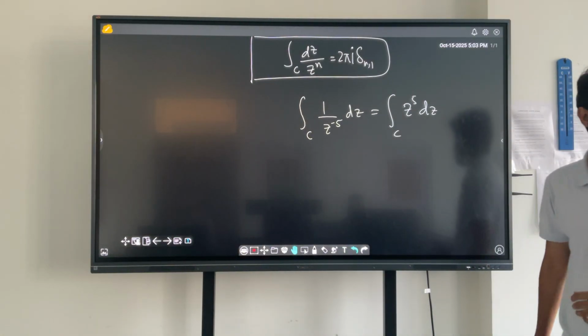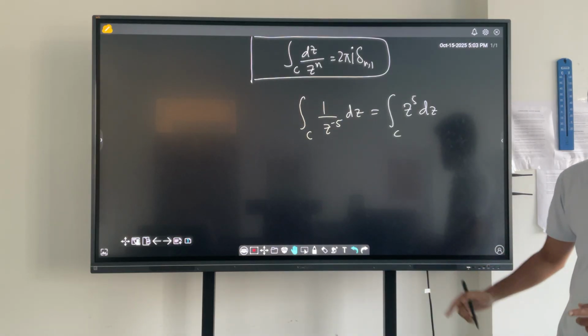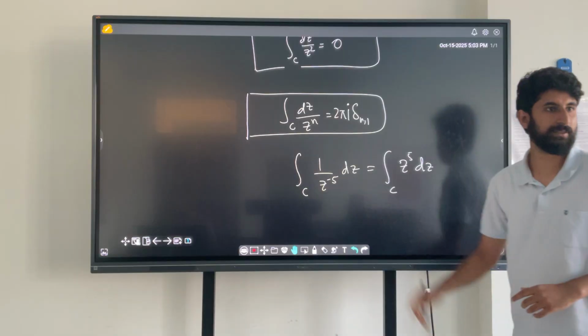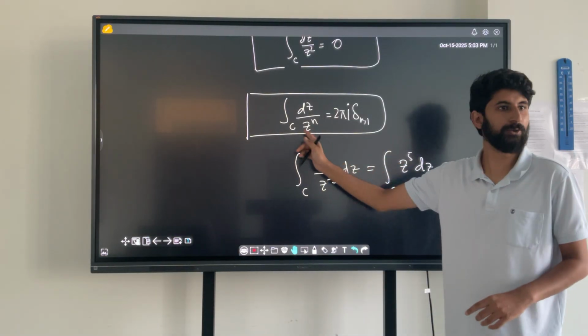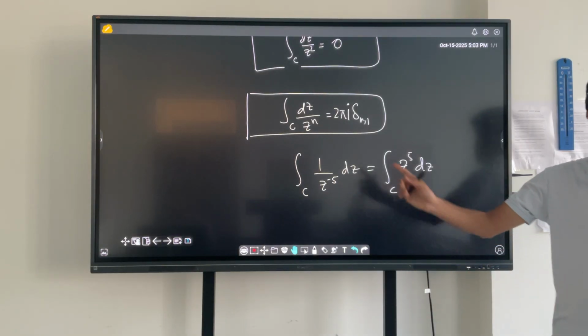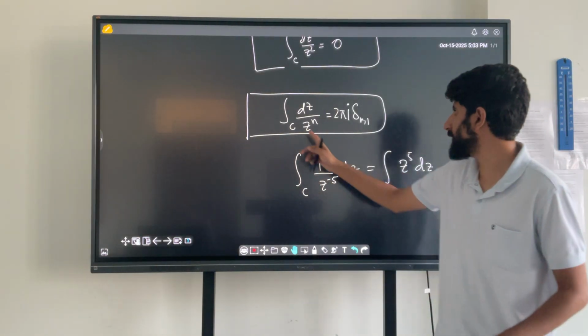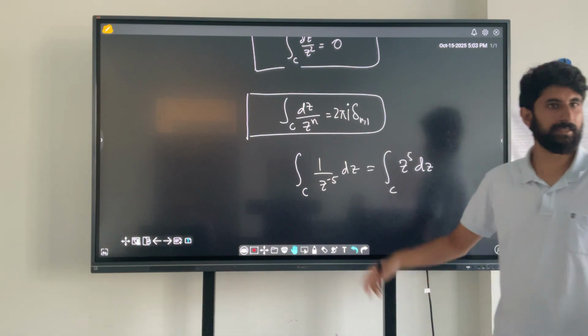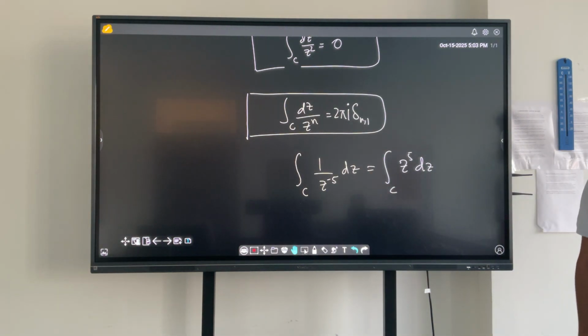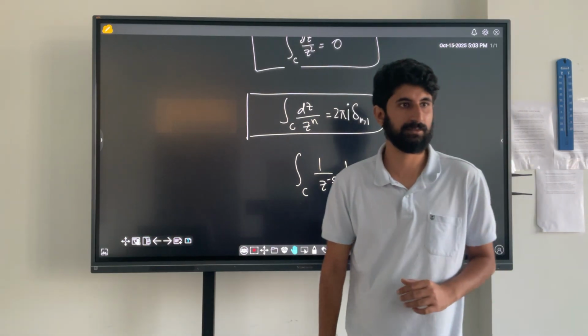Fine. Shall I write down the final result? The integral over any closed loop of dz divided by z to the power n is 0, except when n is 1. Then if the loop contains the origin, it's 2πi; otherwise it's 0. This is the take-home message of today's class.